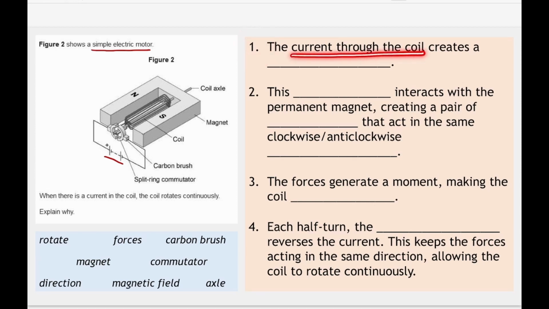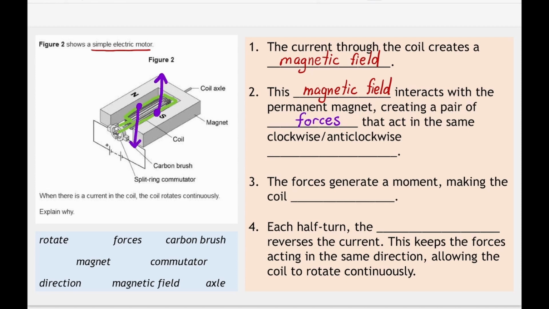As the current flows through the coil, going around in a loop, it creates a magnetic field. This magnetic field then interacts with the permanent magnet, creating a pair of forces. Remember how the magnetic field created around the coil is going to interact with the permanent magnetic field caused by the external magnet, creating a force on either side of the coil. I'm going to indicate this force using purple arrows acting on either side of this green coil.